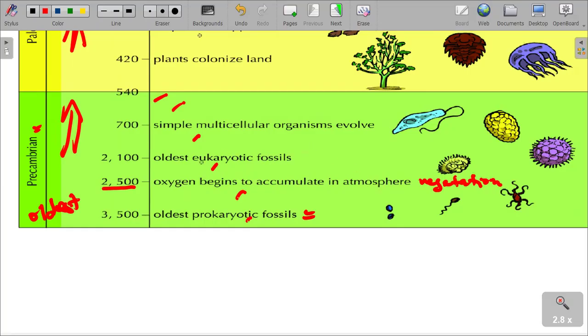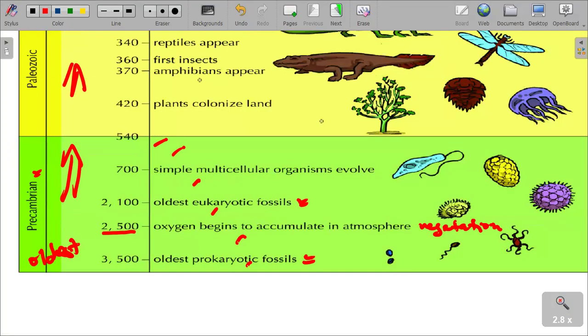And then we have got the oldest eukaryotic fossils, which was the time period we can talk about, 2,100 million years ago. And then simple multicellular organisms evolve, which we can say was 700 million years ago. That is actually saying the Precambrian existed from the oldest at 3.5 to ending at 540 million years ago.